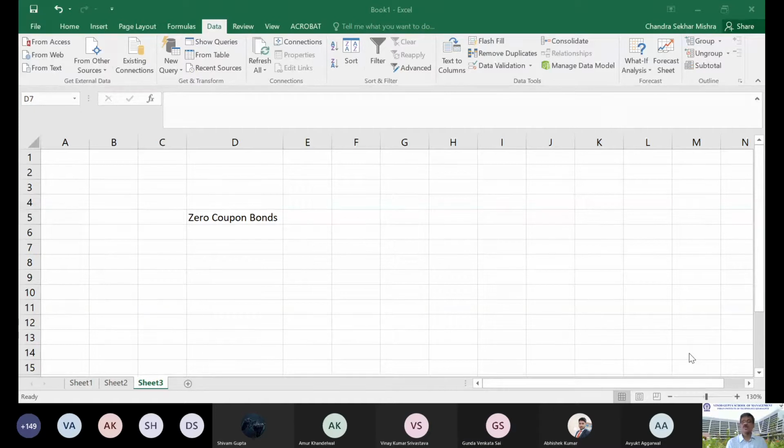What is a zero coupon bond? Anyone? It gives no interest, no coupons in between. When it matures, the final payment is done, then only. Right, when it matures.